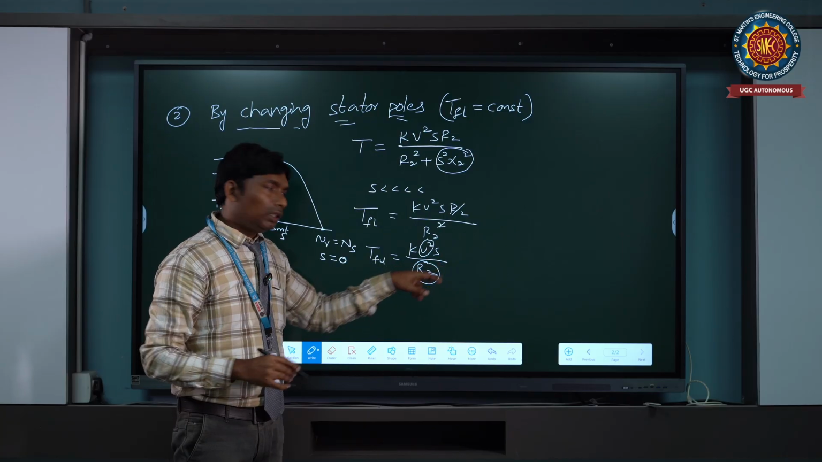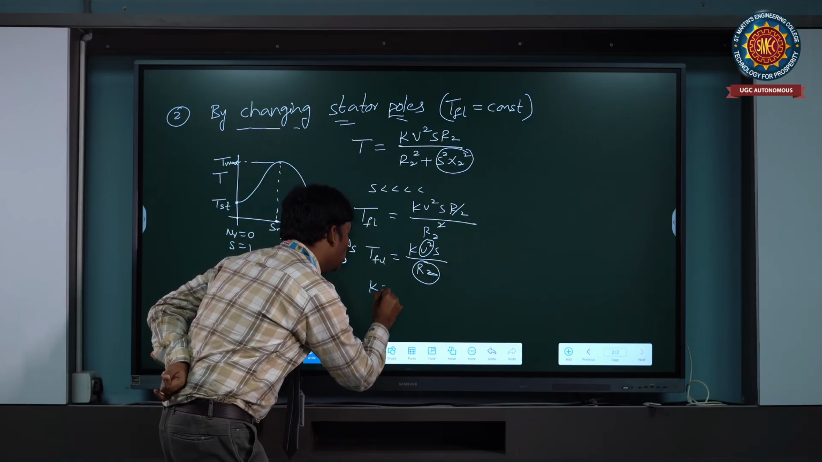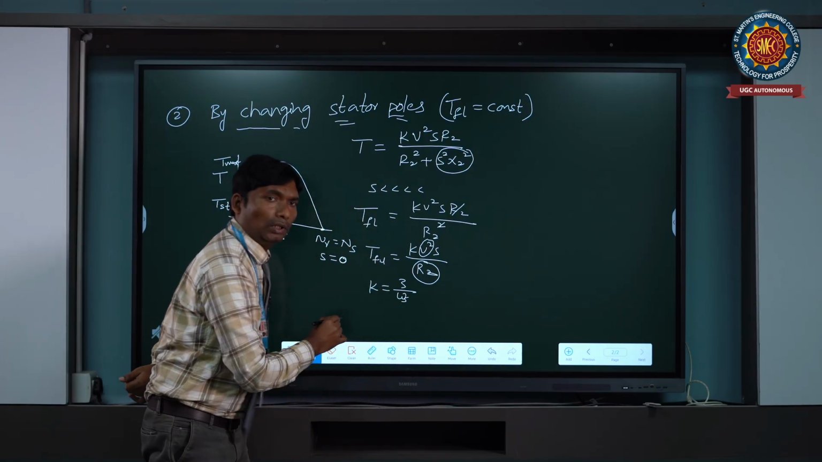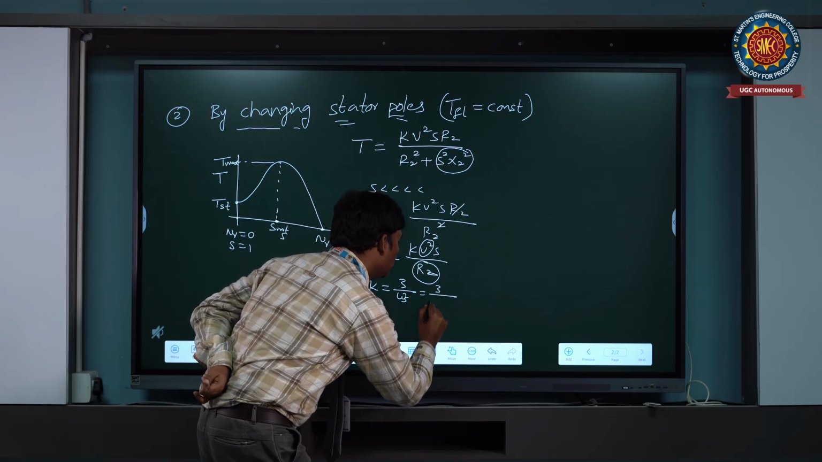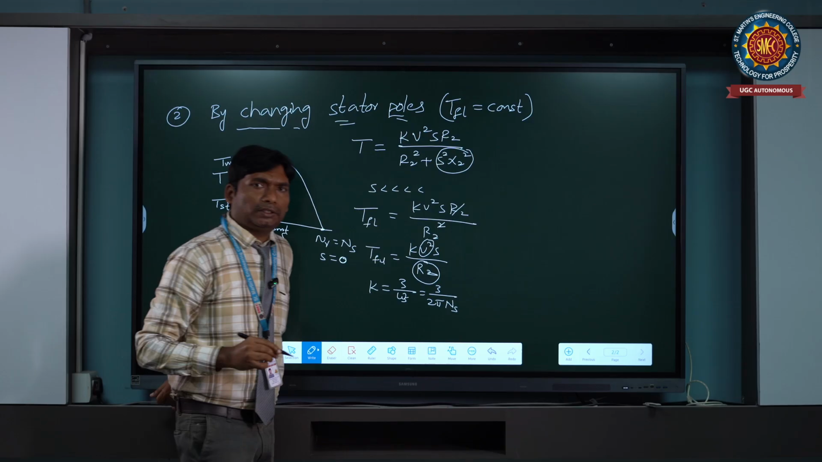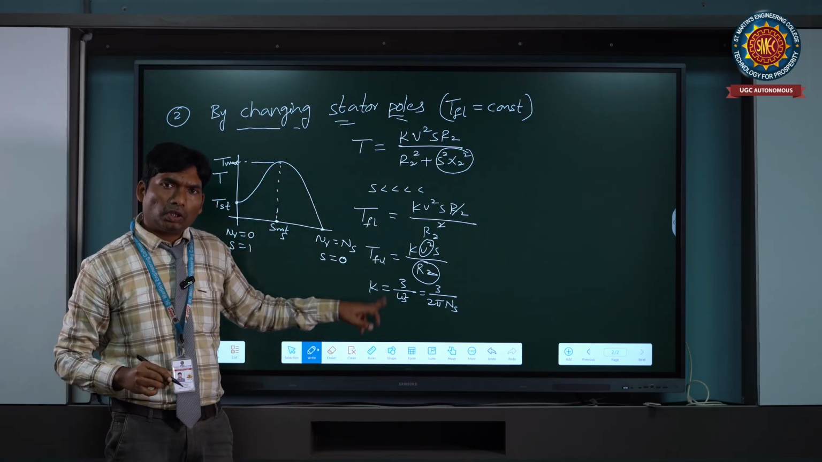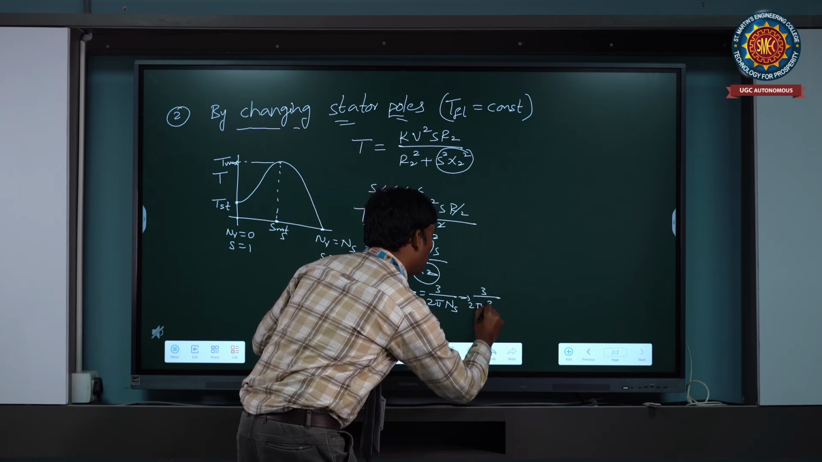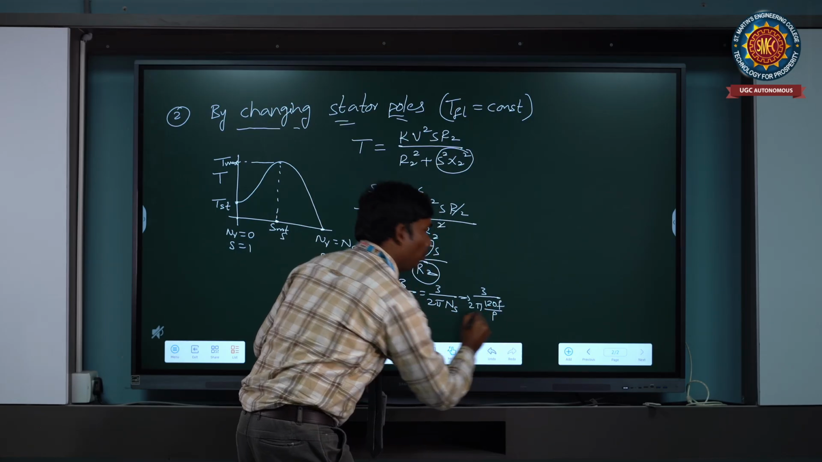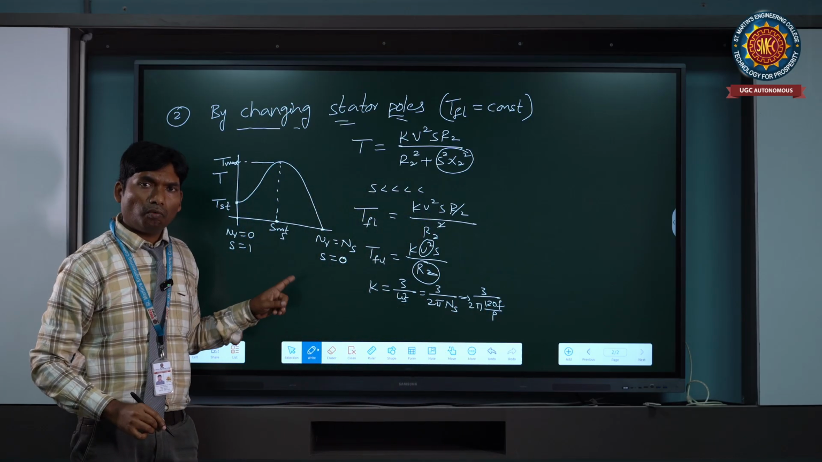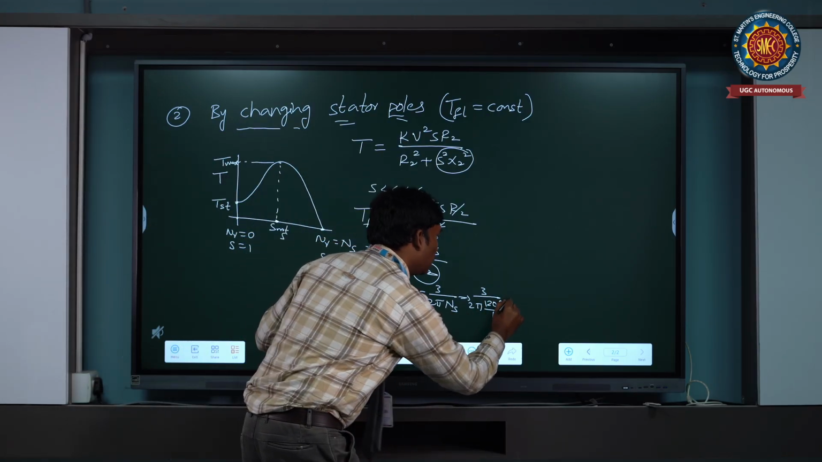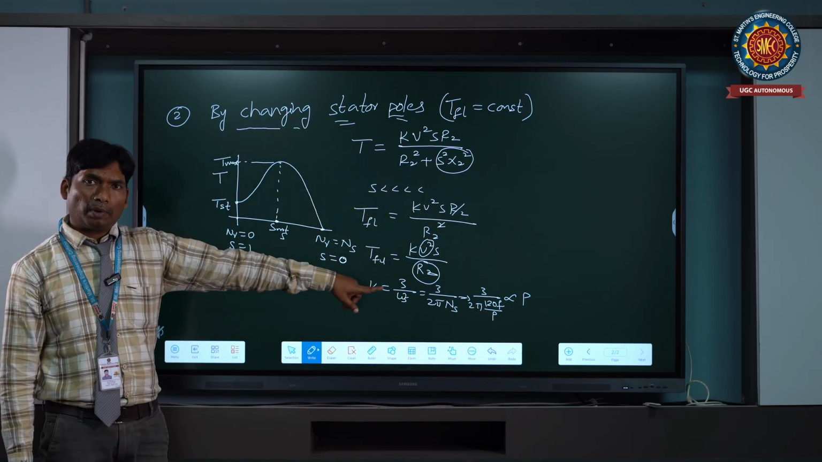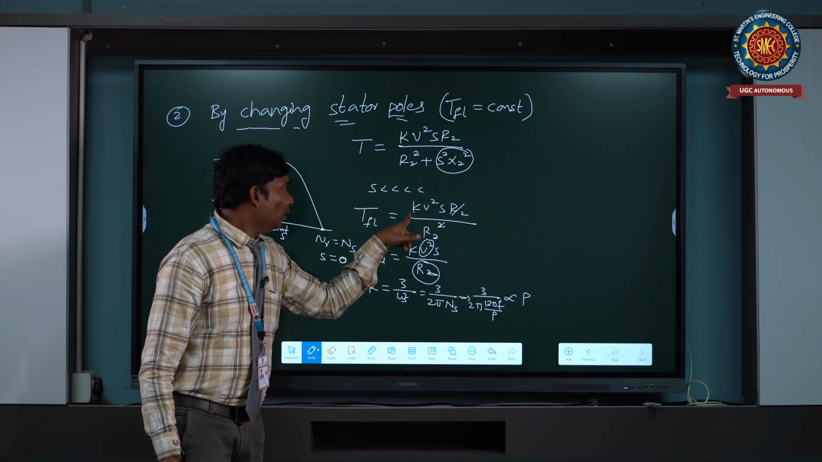Here we have K and slip. K is constant. We can write K equals 3 by omega s. Omega s equals 2 pi Ns. Ns is called the synchronous speed. We can write Ns equals 120 f by P. So we can write directly that K is directly proportional to the number of poles. Now substitute K equals P in this equation.